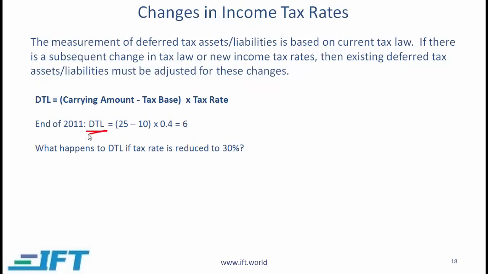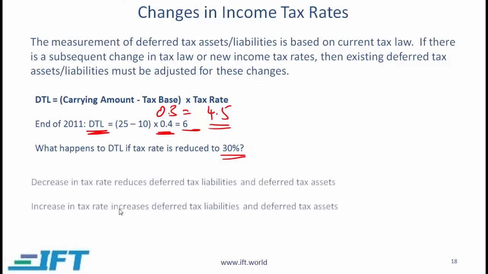If we have a deferred tax liability which is equal to 6 based on this formula, the tax rate we are using is 40%. What happens if the tax rate is reduced to 30%? Essentially then, rather than multiplying by 0.4, we will multiply by 0.3. So we will get 4.5. So here is the relationship that you need to recognize. A decrease in tax rate reduces the deferred tax liabilities and it also reduces deferred tax assets.